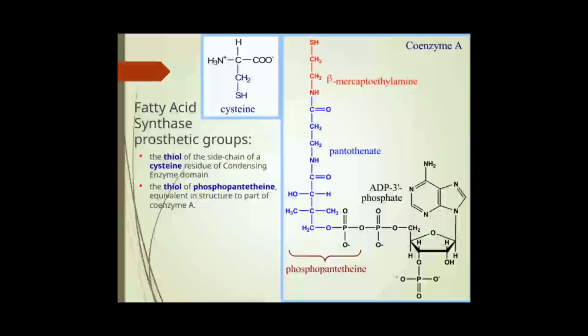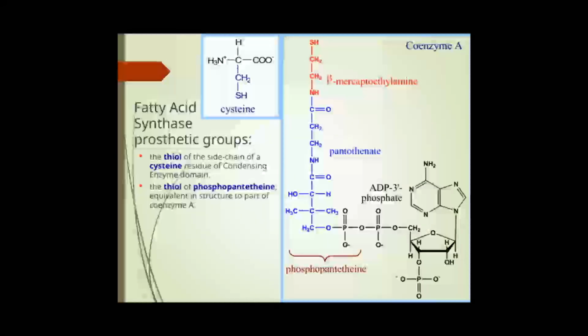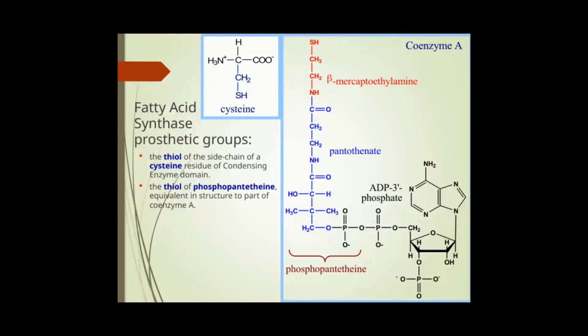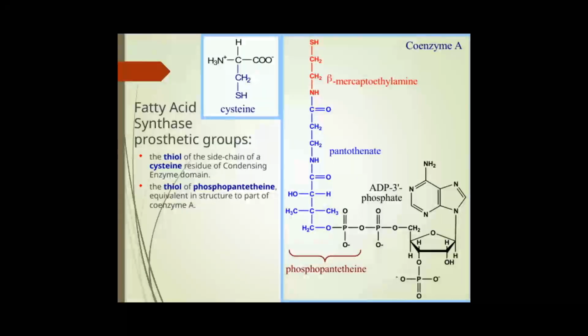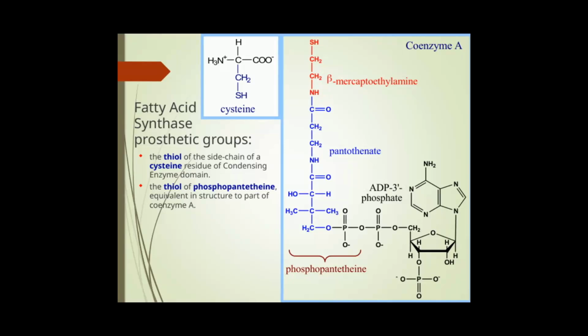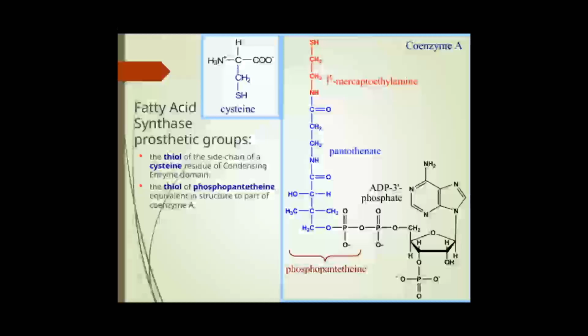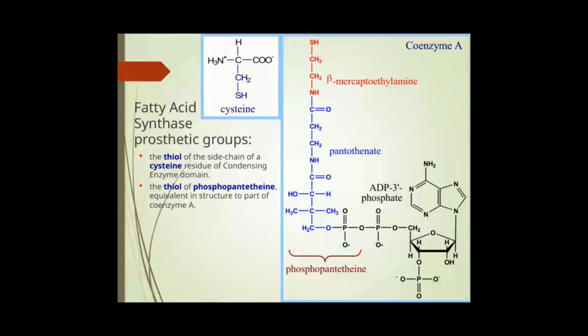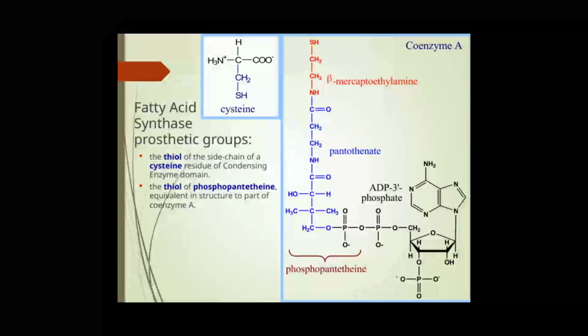One key prosthetic group is the thiol on the side chain of a cysteine residue within the condensing enzyme domain. This thiol acts as a reactive site, allowing the enzyme to form a thioester bond with the growing fatty acid chain. Another important prosthetic group is the thiol of phosphopantethine. Structurally, it's quite similar to part of coenzyme A, which we've seen plays a central role in acyl group transfer.